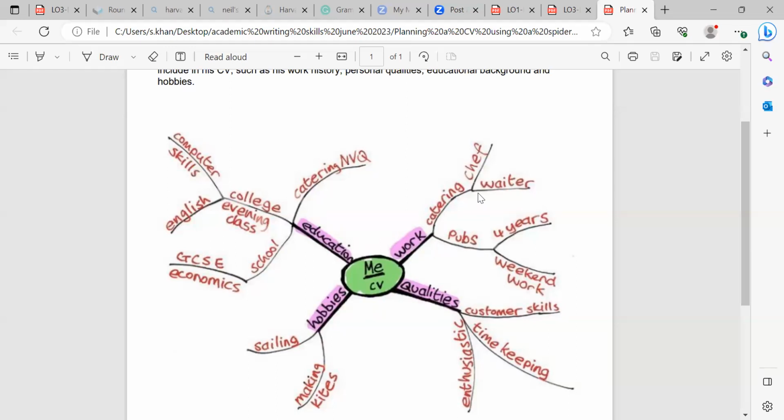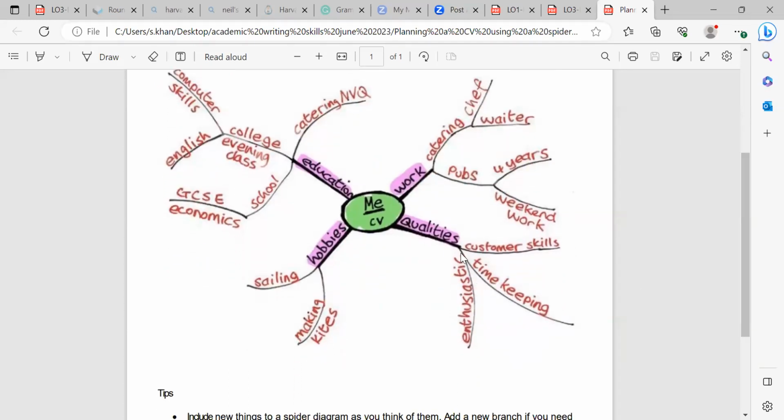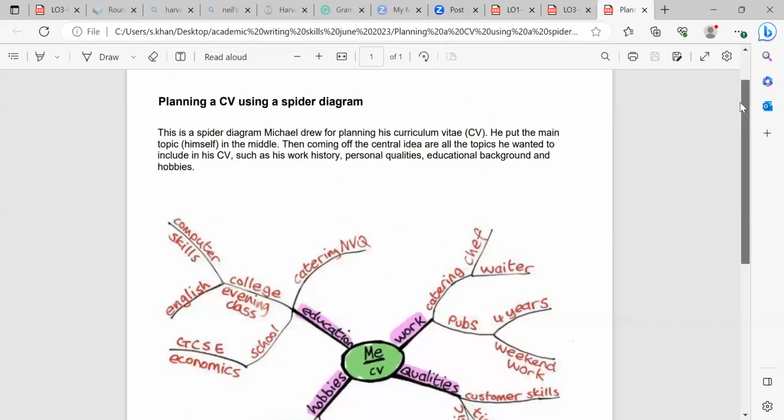Then you've got work, and he's put catering, a chef, waiter, pubs, been there 4 years, and weekend work. And then the qualities here: customer skills, timekeeping, enthusiastic, and then the hobbies here, sailing and making kites. So he's put this, and he's going to make his CV from this. The central bit is the idea, the main concept, and then he wanted to include things like his history, his work, his personal qualities, his educational background, and hobbies.